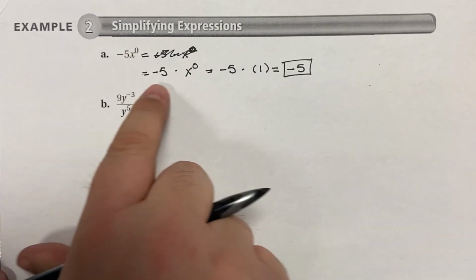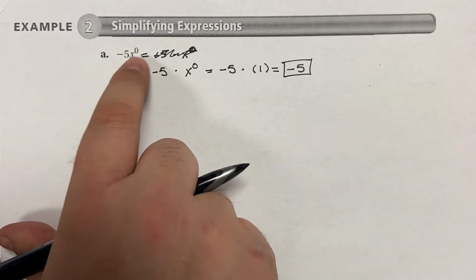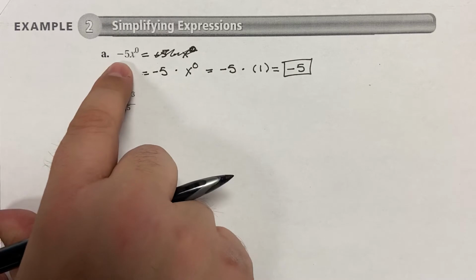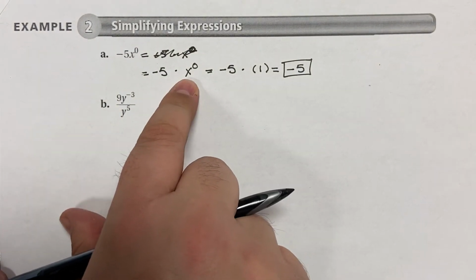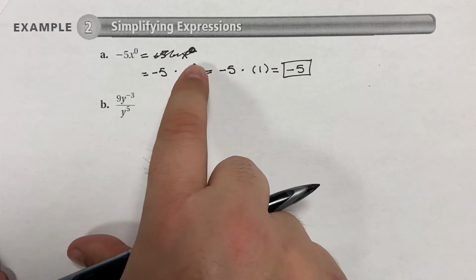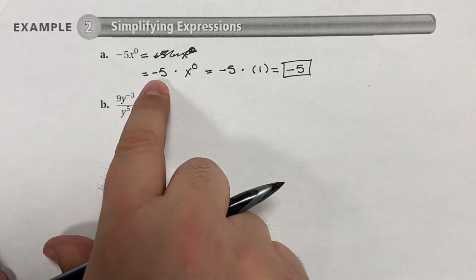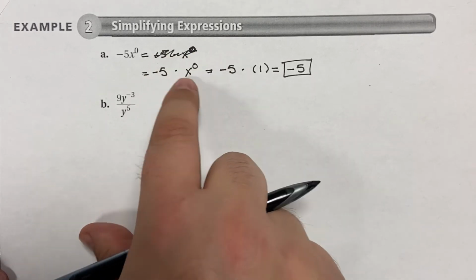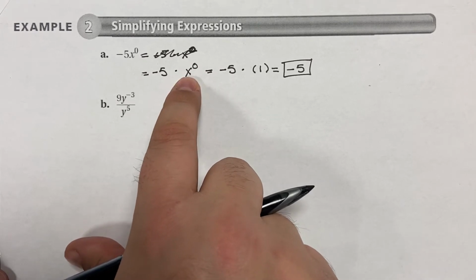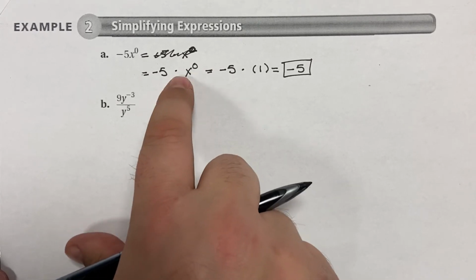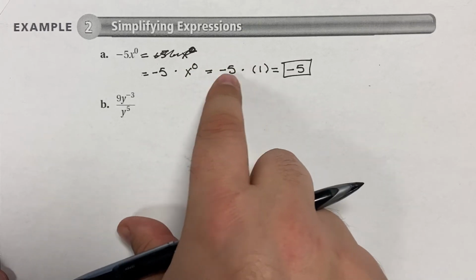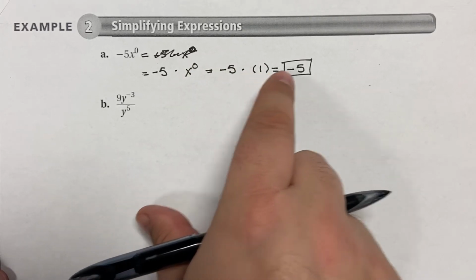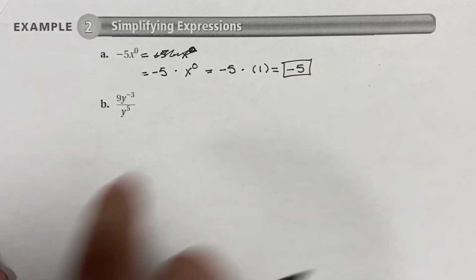First, we realize that this is negative 5 times x to the 0. The whole thing is not to the 0 power, only the x's. And by rewriting it, hopefully that made it more obvious that that exponent of 0 belongs to the x, not the negative 5. So we keep that and replace this, since it's an exponent of 0, we replace this whole thing with 1, because this part will equal 1. So then it's negative 5 times 1, and anything times 1 is itself.